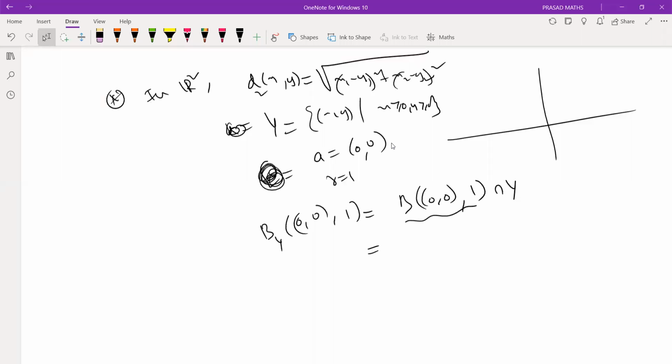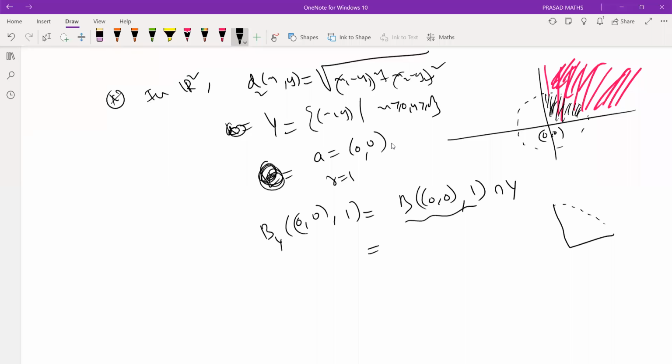The open ball centered at (0,0) with radius 1 is nothing but the open circle centered at (0,0). You know what the intersection with Y is? My Y is this. So what is the intersection? This shaded region, the first quadrant sector. It is an open sector, not including the curved boundary, but including the adjacent sides. This is my open ball centered at 0 with radius 1. Any doubt?